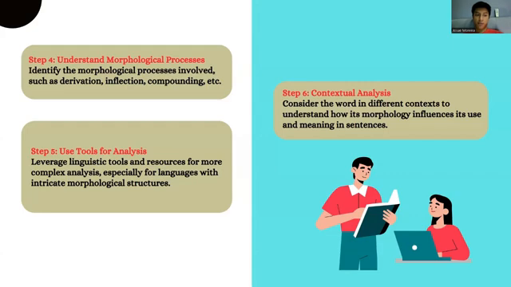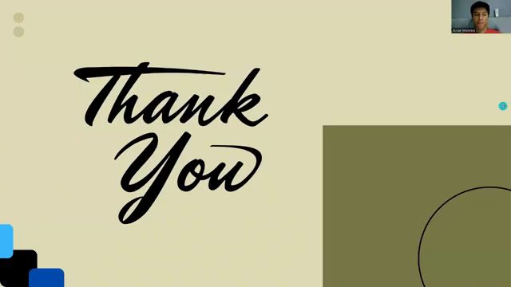Step 5: use tools for analysis. Leverage linguistic tools and resources for more complex analysis, especially for languages with intricate morphological structure. And step 6: contextual analysis. Consider the word in different contexts to understand how its morphology influences its use and meaning in a sentence.